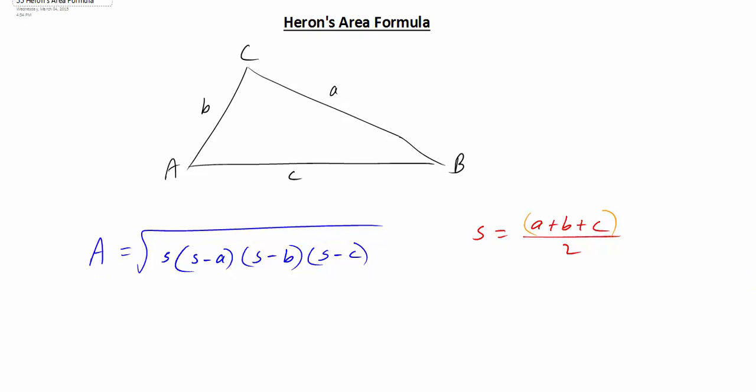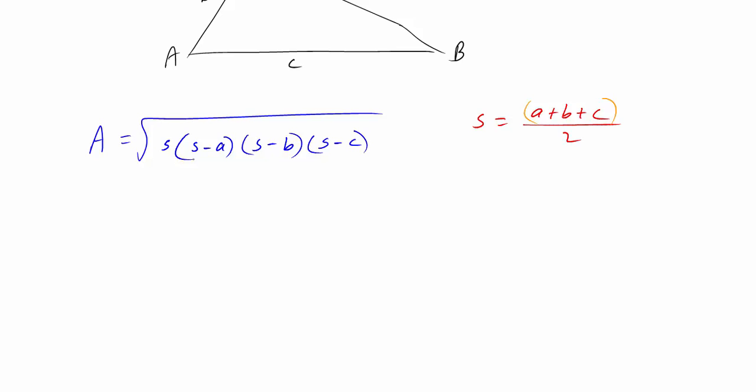So this is a very easy and straightforward formula. You're simply going to find the value for S, and then you're going to take S and multiply that by S minus A, S minus B, S minus C, and then simply take the square root.